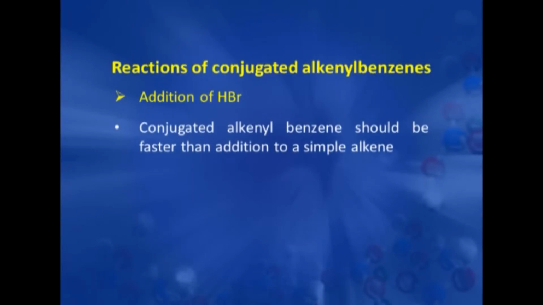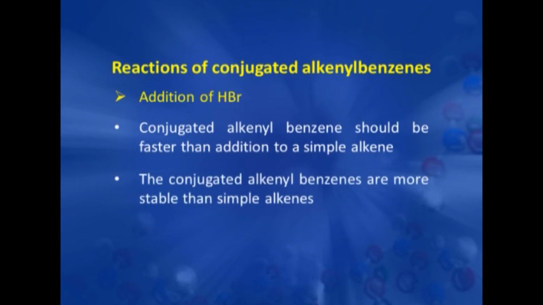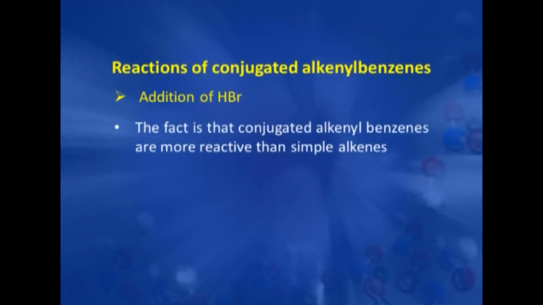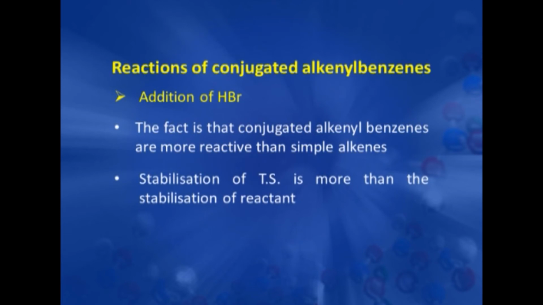Now, if we compare the reaction of HBr with alkenyl benzenes and simple alkenes, it was observed that alkenyl benzenes are more reactive than simple alkenes, even though the conjugated alkenyl benzenes are more stable. This indicates that simple alkenes should be more reactive than alkenyl benzenes, but the observation is that conjugated alkenyl benzenes are more reactive than simple alkenes. The reason behind this is that stabilization of the transition state in case of alkenyl benzene is more as compared to stabilization of the reactant.